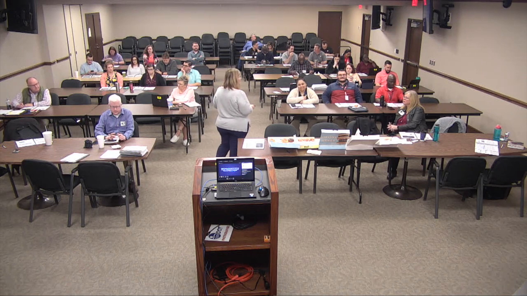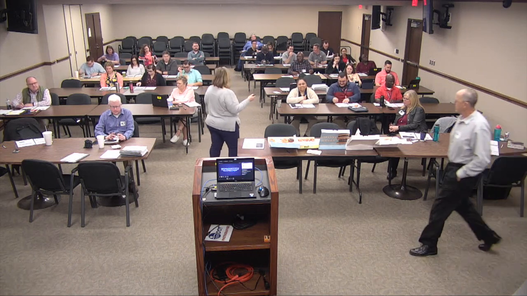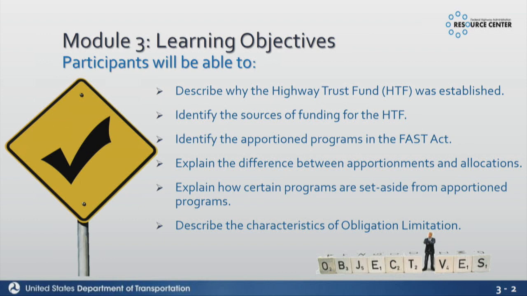All right. So we've talked about kind of the general funding types that we have. Now we're going to get a little more specific in the federal aid highway program, how we actually use the money that we have. So in this, we're going to talk about the Highway Trust Fund, why we have it, why it was established. We're going to talk about the source of the funding for the Highway Trust Fund.